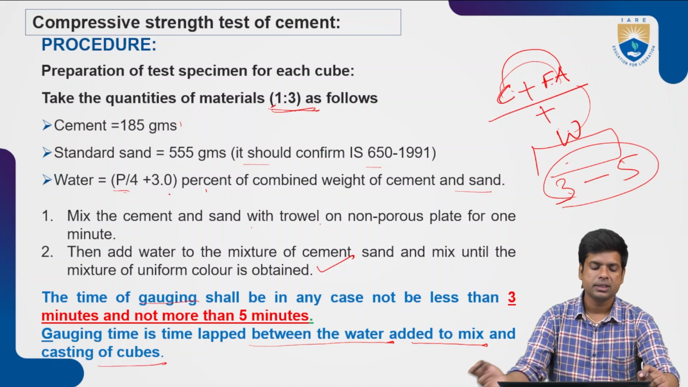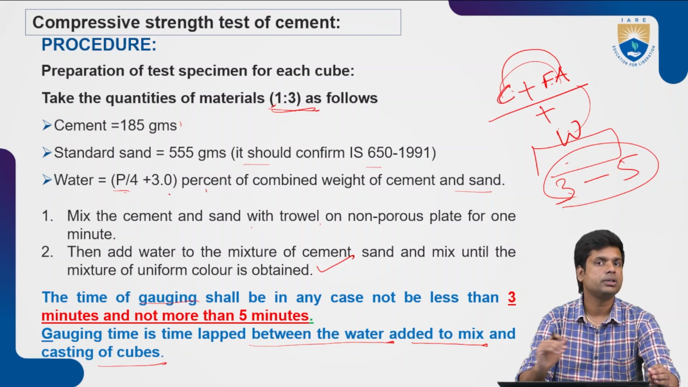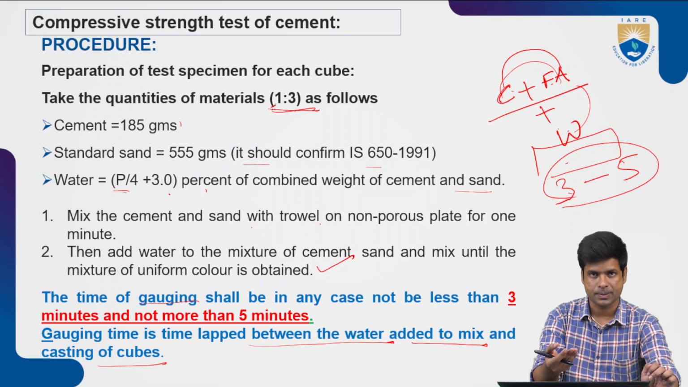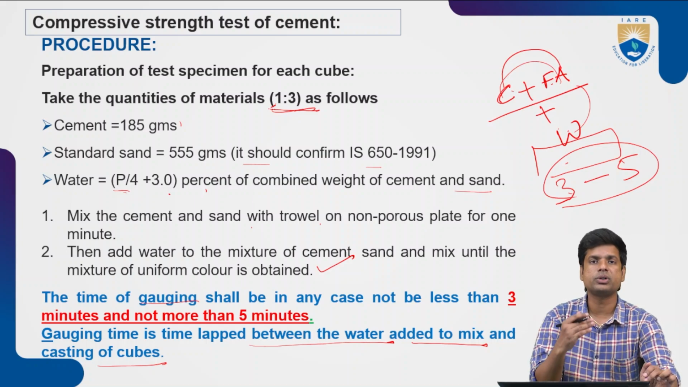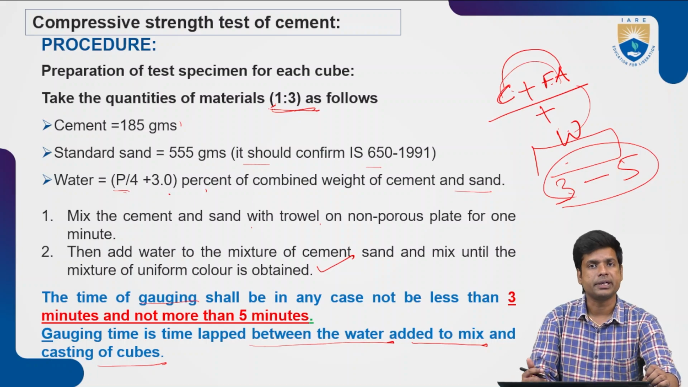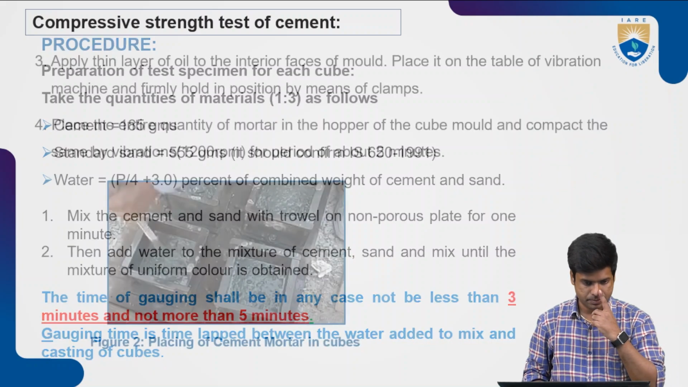Is it clear? So the time of gauging is the time from when you add water to the cement powder to when you place the cement mortar in the cubes. It should be done within 3 to 5 minutes, because after 5 minutes it will start setting. It will harden and gain strength. That is why we have to limit the mixing time and placing time.